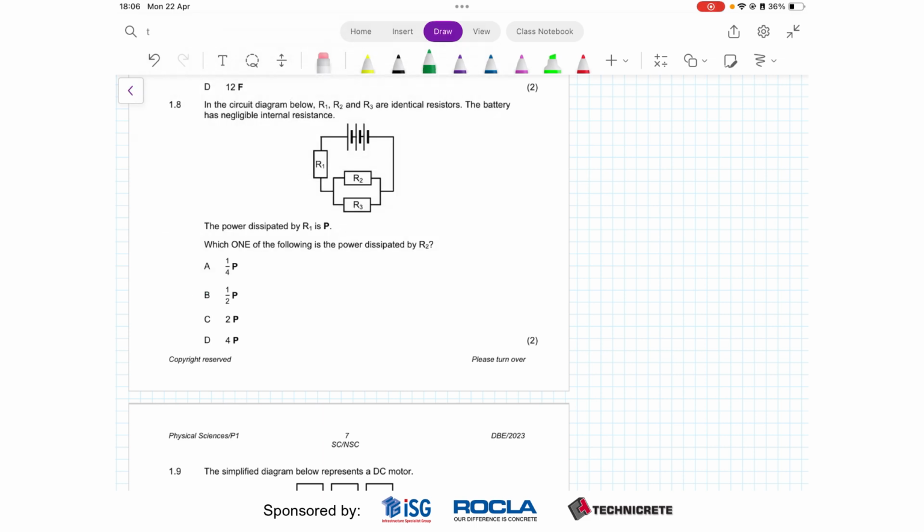Sorry, please disregard that. It's 1 over 4P. Because if P is moving through here, then P over 2 is moving through this whole circuit, okay? And if P over 2 is moving through this whole connection right here, then when it comes here, it separates more into 1 over 4 and 1 over 4. I hope that makes sense.